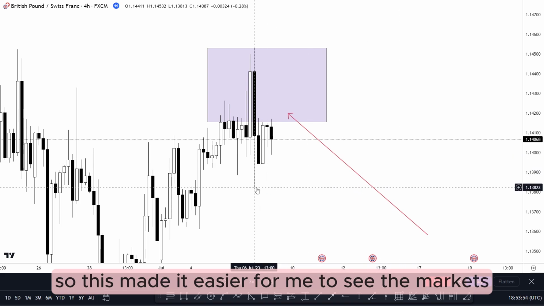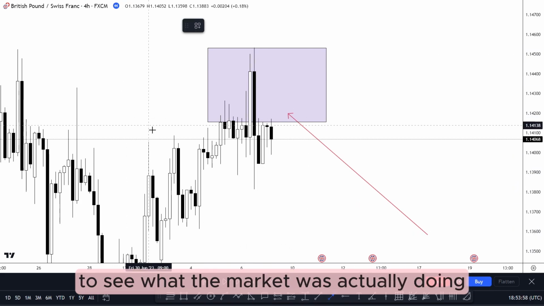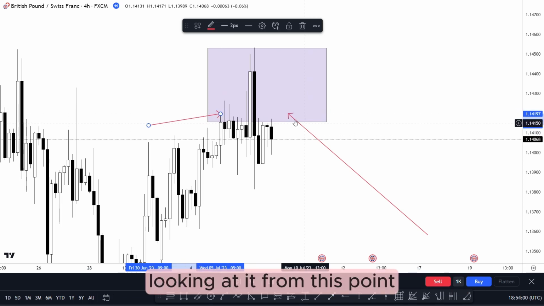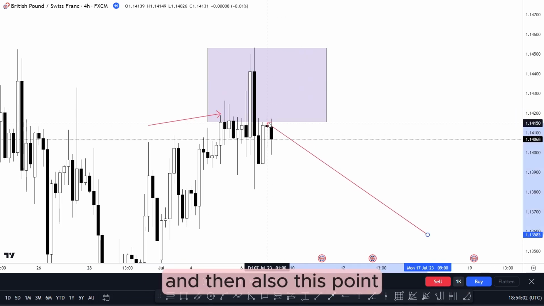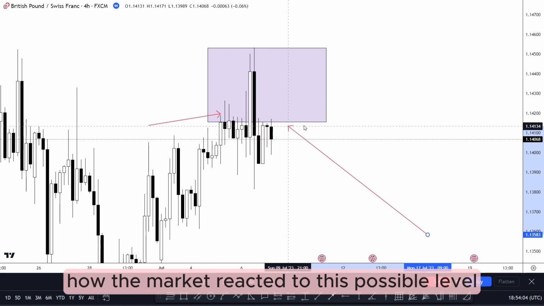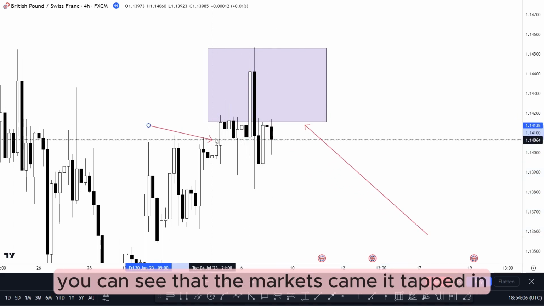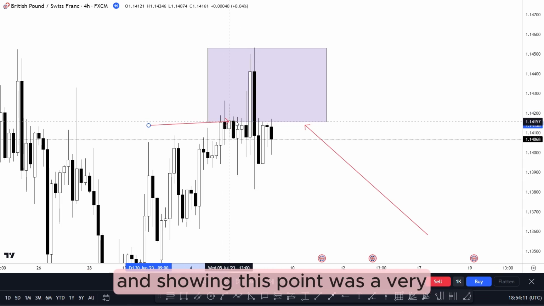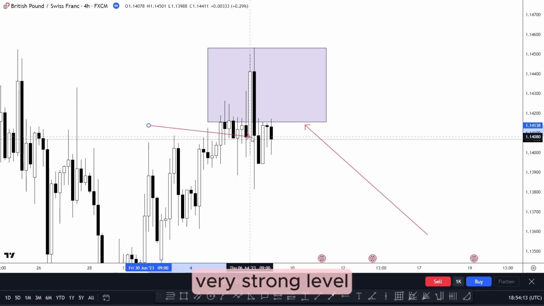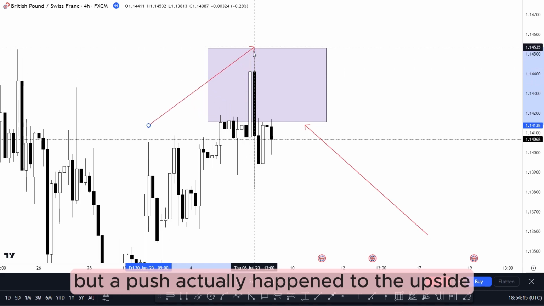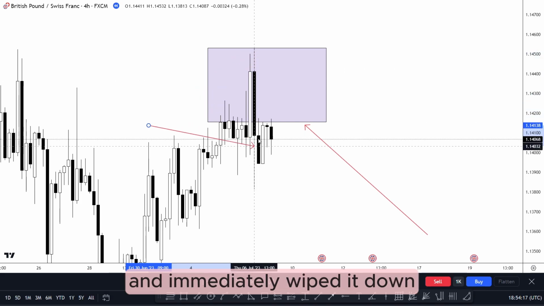So this made it easier for me to see what the market was actually doing, looking at it from this point, and then also this point, how the market reacted to this particular level. We could see that the market came, it tapped in, showing this point was a very strong level, but a push actually happened to the upside and immediately it wiped it down.